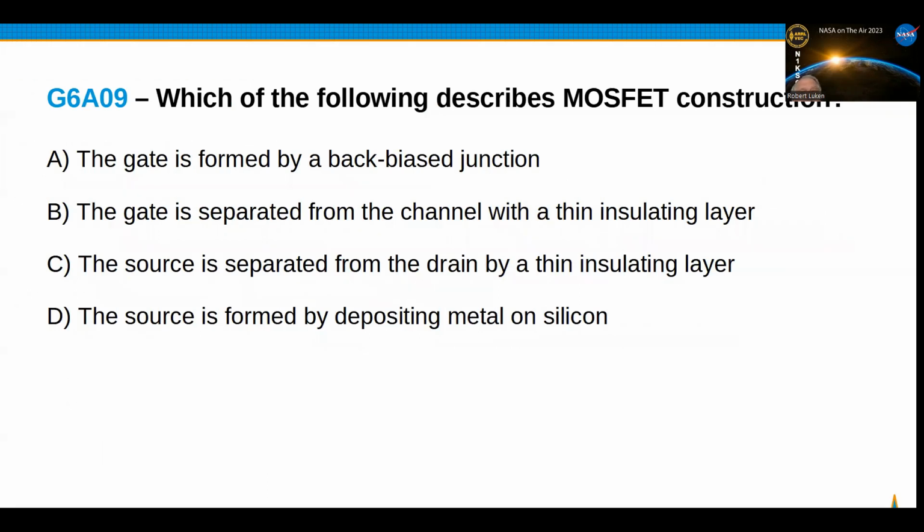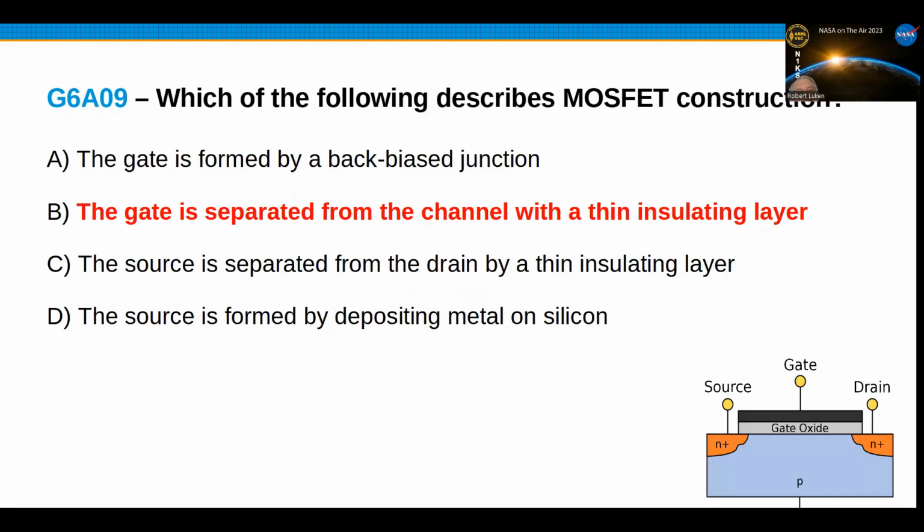Which of the following describes MOSFET construction? Don't second guess yourself. Yeah, read them all. Gate separated from the channel, which is the channel between the source and the drain, by a thin insulating layer of metallic oxide.